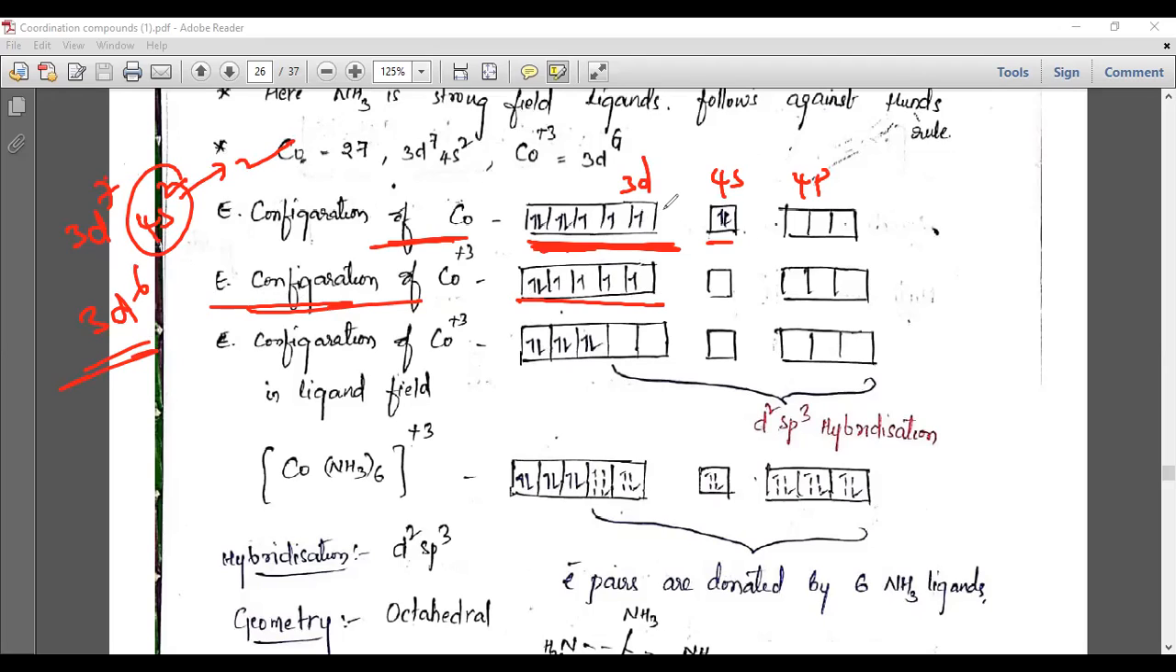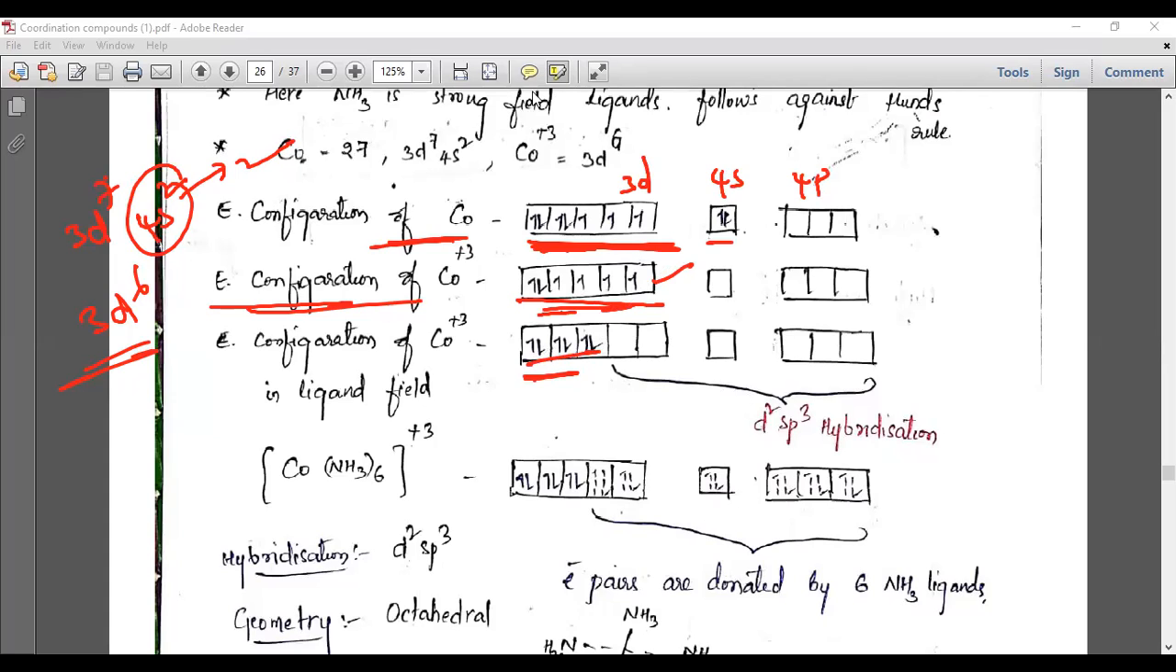Now, what type of ligand is there here? If it is a weak field ligand, it follows Hund's rule and the electrons will be present like this. But if it is a strong field ligand, then definitely the electrons will be paired up together and it will form d2sp3 hybridization. So now we need to see whether the ligand is strong field or weak field.